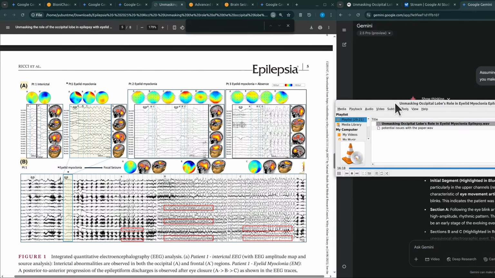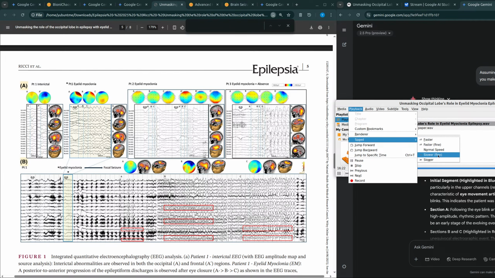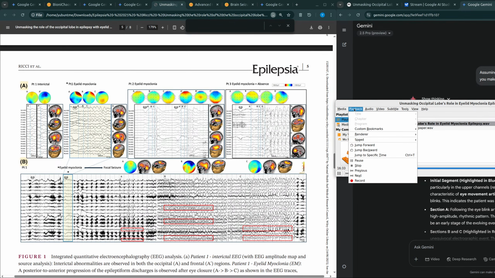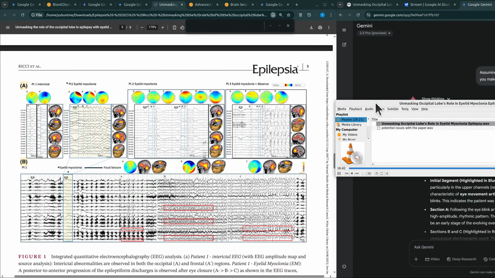So this deep dive into the Ricci paper really does unmask a surprising and much more complex picture of epilepsy with eyelid myoclonia. Those classic generalized eyelid flutters, the condition likely has this strong, maybe even initiating root deep in the occipital lobe. And those subtle focal occipital seizures and the frequent focal discharges they found seem to be much, much more common than the traditional definitions ever really allowed for. It directly challenges those existing diagnostic criteria.